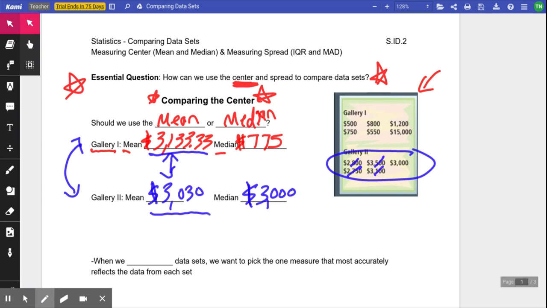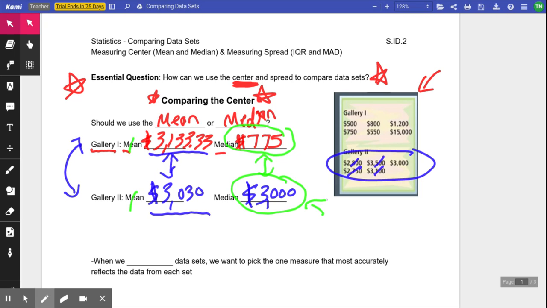But let's pay attention to these two numbers, right? Because they have something to say about this conversation. So we're going to go ahead and look right here at these two, the median, right? If I'm going to ignore the means here, and I'm just talking about the median, and I say, well, the most middle-priced painting at Gallery 1 sold for $775, and the most middle-priced painting at Gallery 2 sold for $3,000, well, that's a no-brainer. There's no decision there, right? We're going to go ahead and sell our painting at Gallery 2.